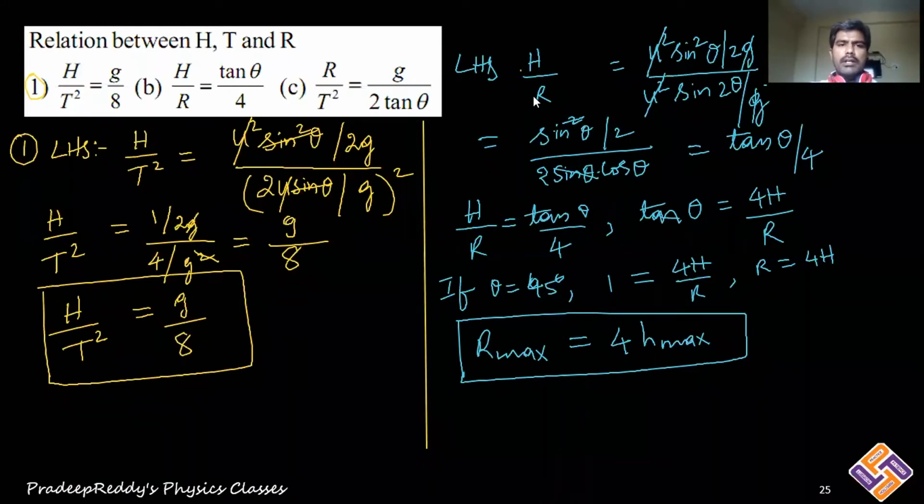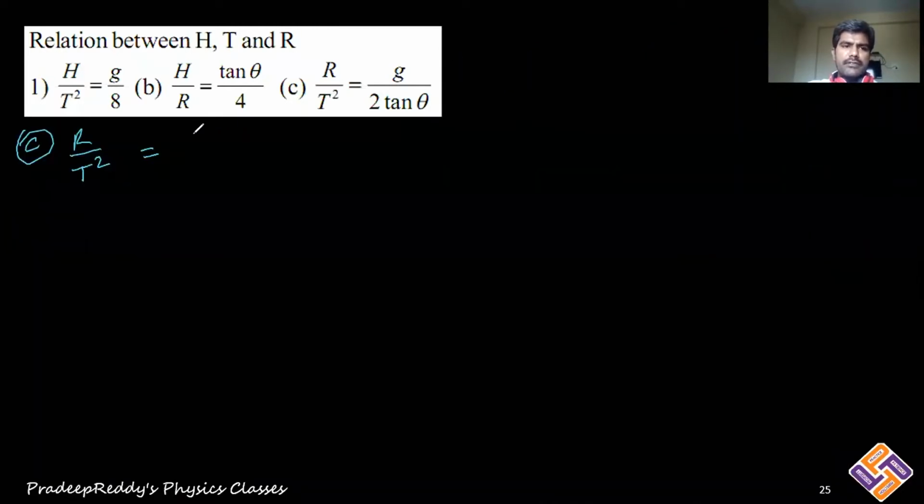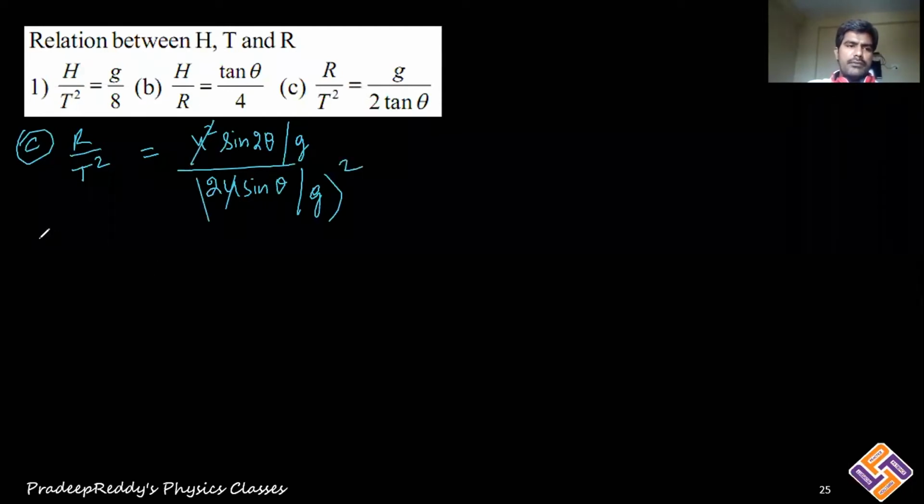Next, coming to the third one, it is r divided by t square. You can take the left hand side, r divided by t square is equal to, what is r? R is range. It is u square sine 2 theta divided by g, divided by t square, where t is time of flight. Time of flight is 2u sine theta divided by g whole square. Okay. This is u square and this u square gets cancelled. What is left over here?